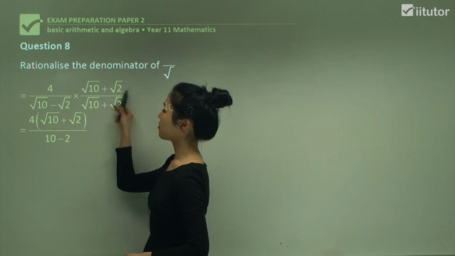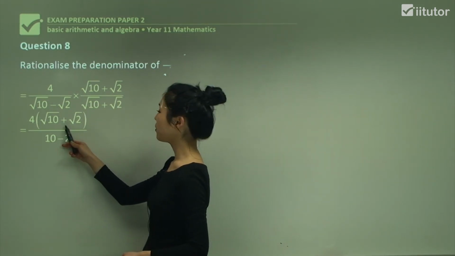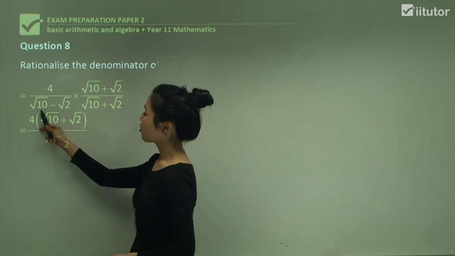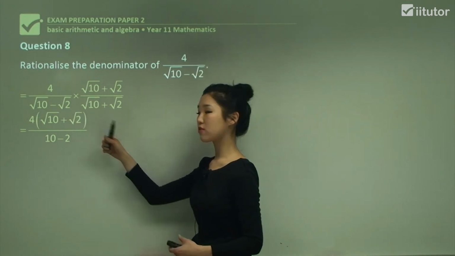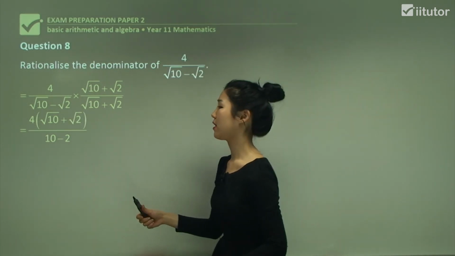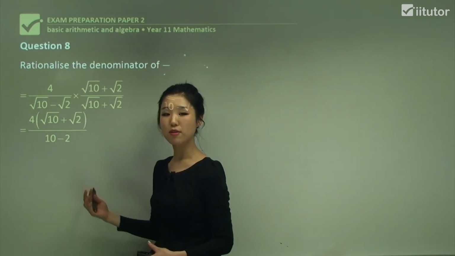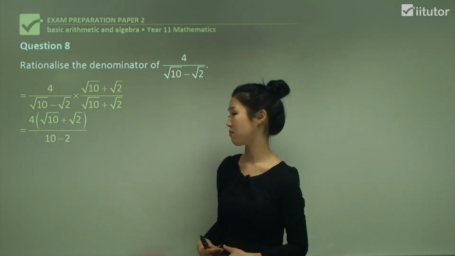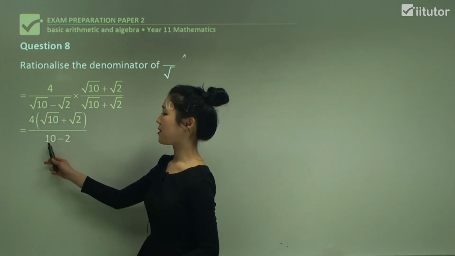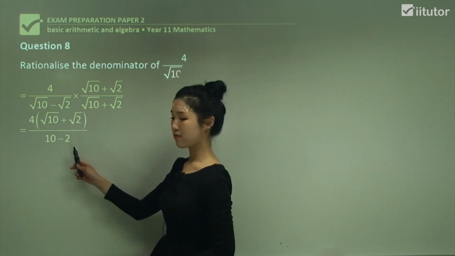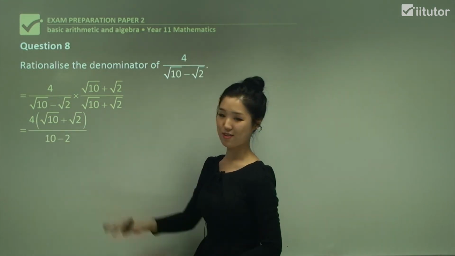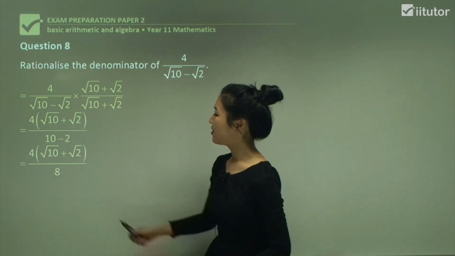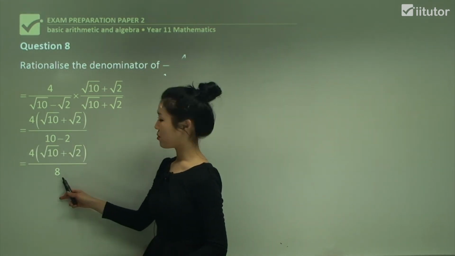So 4 times this expression, I'll just leave it like that on top. And then you should know that root 10 minus root 2 times root 10 plus root 2 is root 10 squared minus root 2 squared. Okay, I've explained this a lot in the previous examination paper. So root 10 squared is 10, root 2 squared is 2. So that's how I get that on that denominator. Now, 10 minus 2 is 8.